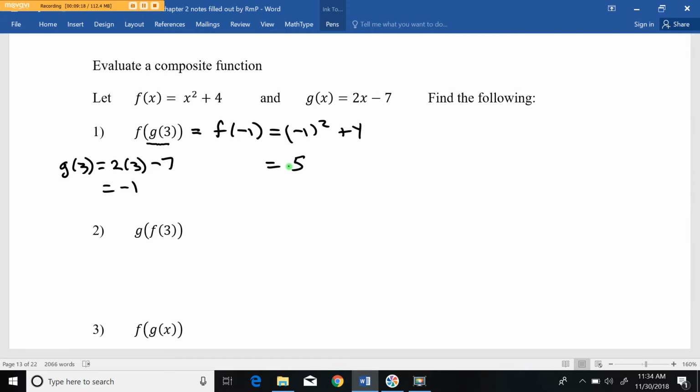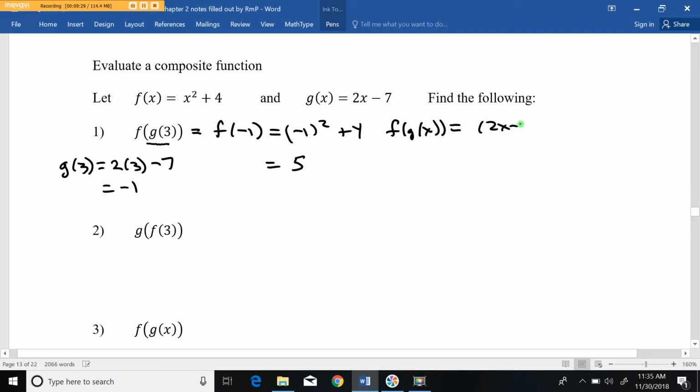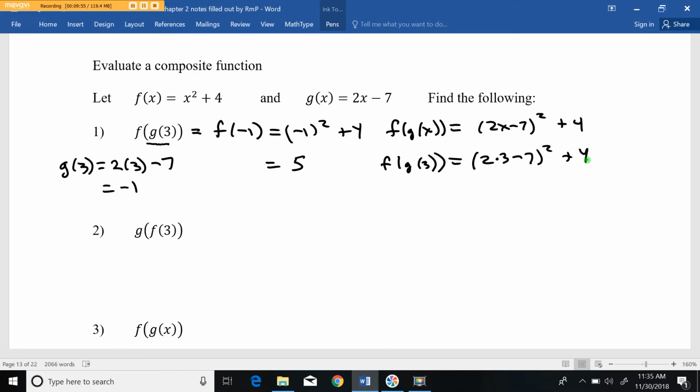Other way to handle it is to take this function, sub it into here. Right? F of g of x would equal 2x minus 7 squared plus 4. And I get that by just taking this and subbing in for x here. And then we could just do f of g of 3 would mean now just place a 3 in here. 2 times 3 minus 7, the quantity squared, plus 4. I'm going to leave that as an exercise to the reader to show that that's equal to 5.